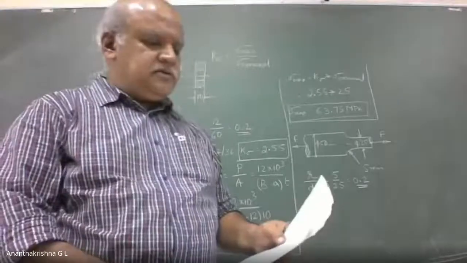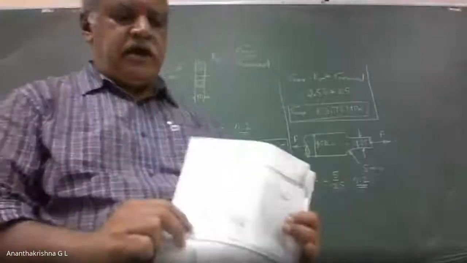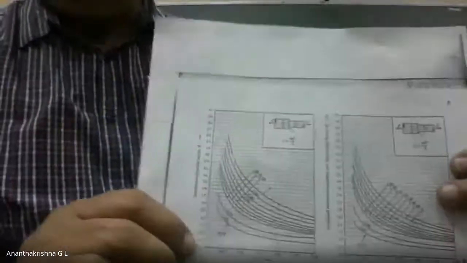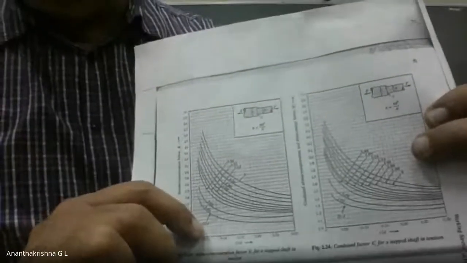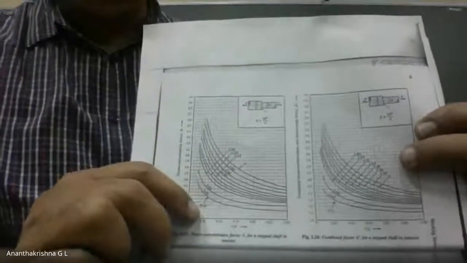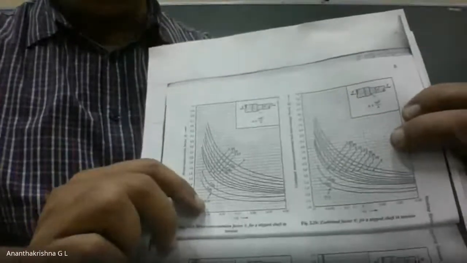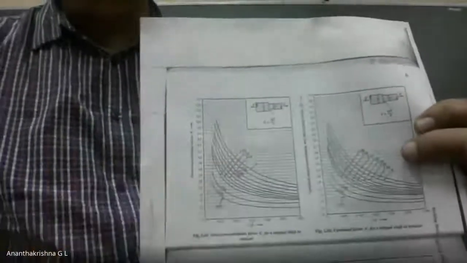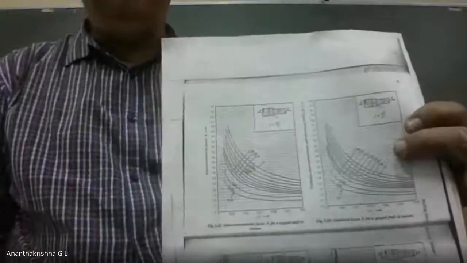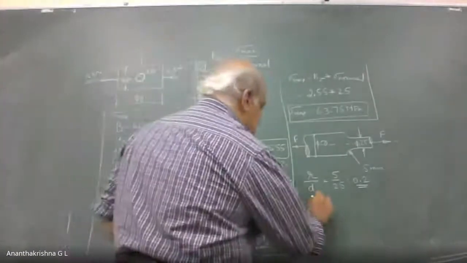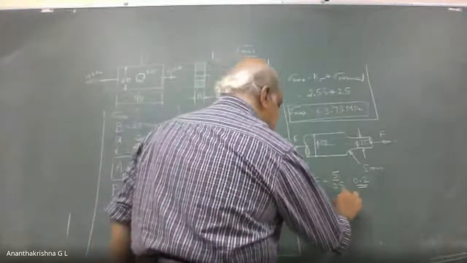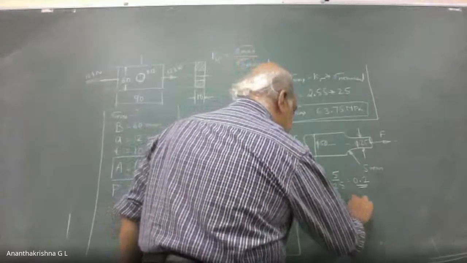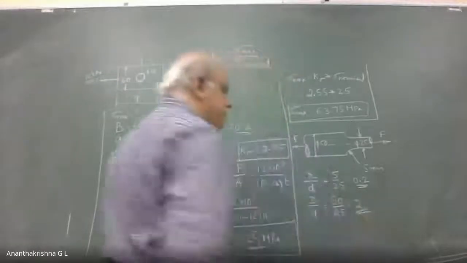And what are these curves? Please look at the curves that we have got. Look at the screen. These curves are given by D by d values. D by d is what from this problem? Capital D by small d. For this problem, capital D is 50 divided by small d is 25, that amounts to 2.